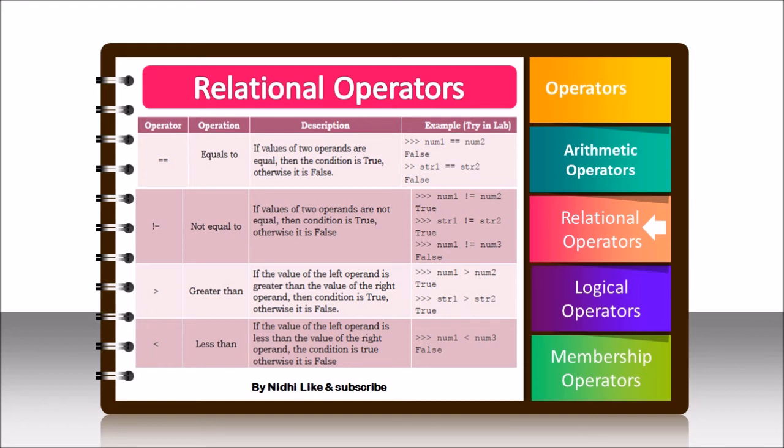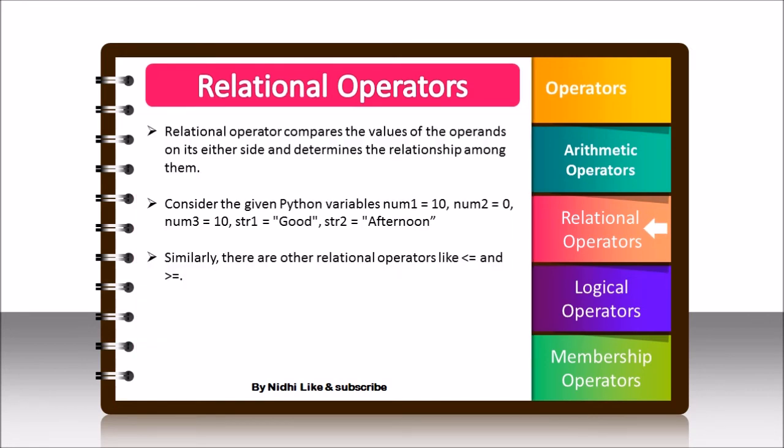In relational operators we compare the values on either side and determine the relationship among them. So see here, some examples are taken. num1 is equal to 10, num2 is equal to 0, and num3 is equal to 10, and string 1 has good and string 2 has afternoon. Similarly there are other relational operators like less than or equal to, greater than or equal to.